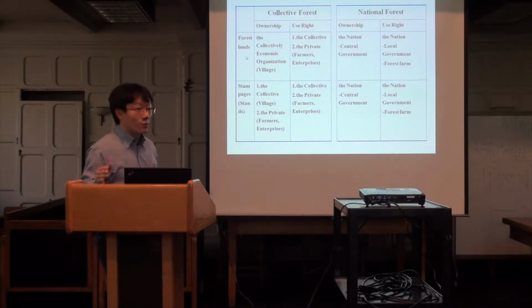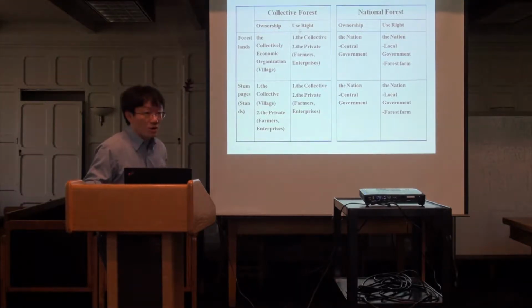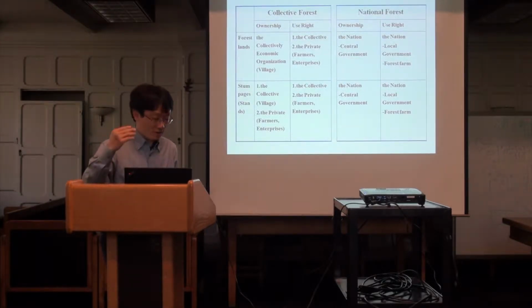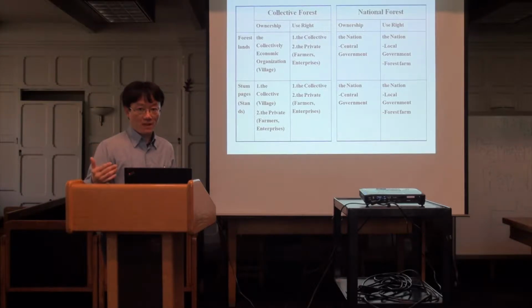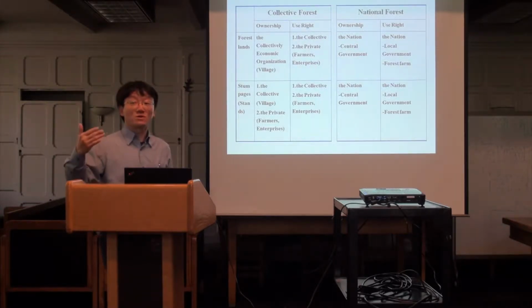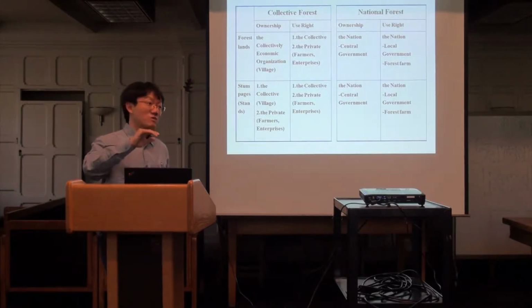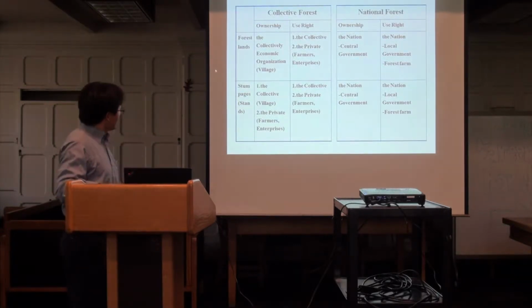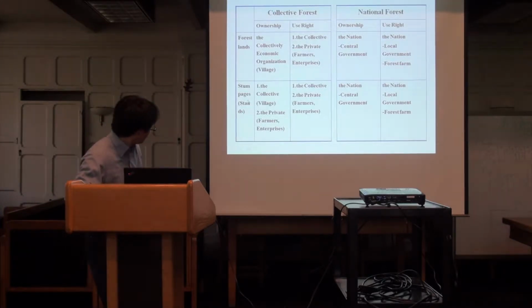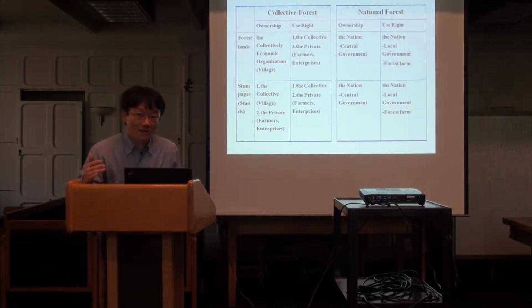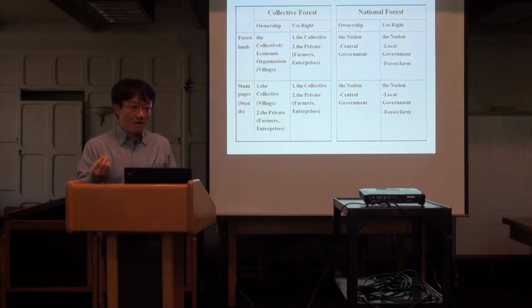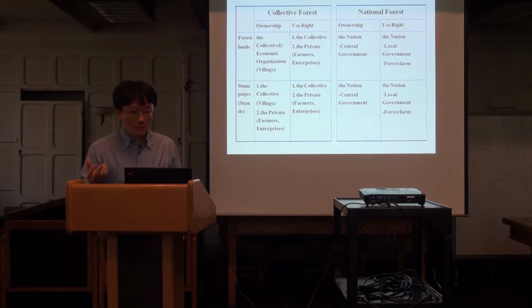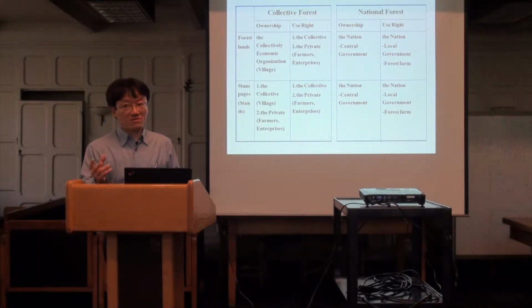For the forest land, you see the ownership and the use right. The ownership of the collective forest land belongs to the collective. But the use right can belong to the collective, and it can also belong to the individual. So the use right is separated from the ownership. And this is the stumpage, the biomass on the land. The biomass on the land can belong to the collective, and can also belong to the individual farmer. That's why we say it's very complicated.